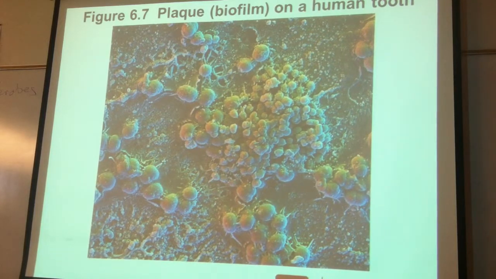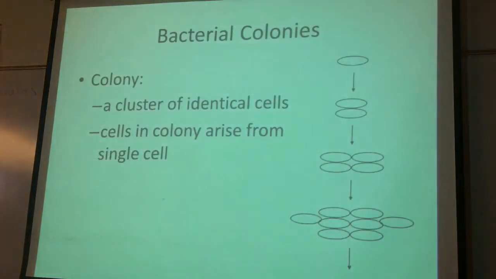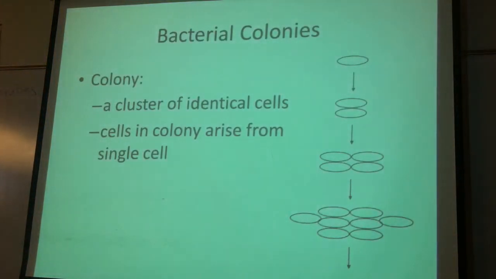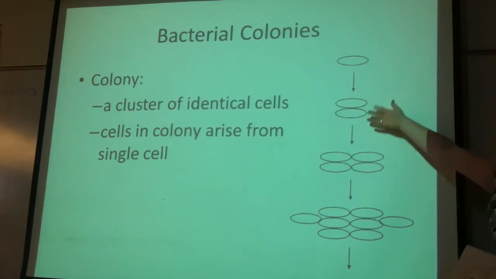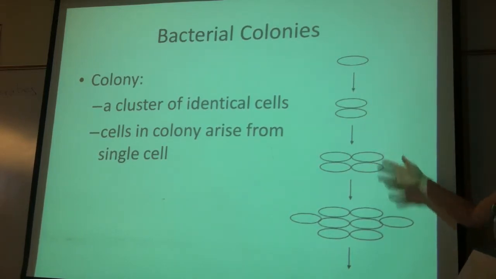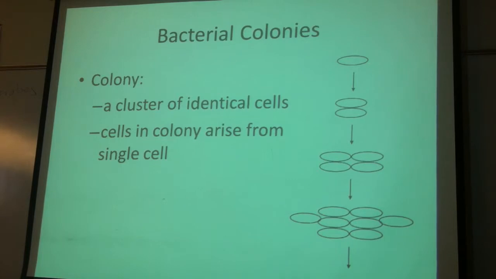Okay, so we're going to switch gears a little bit to how these start up: bacteria colonies. A colony is a cluster of identical cells. You have one cell, it divides. Those two cells divide. Those four cells divide. And so you can get exponential growth because it's doubling every single time. For the most part, you can get a lot of growth really quick.